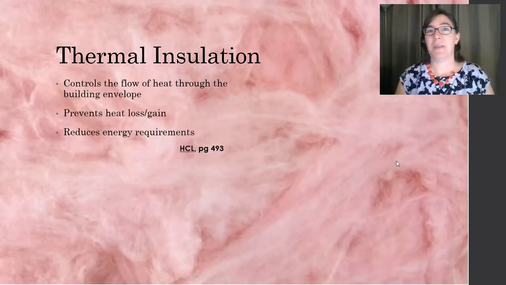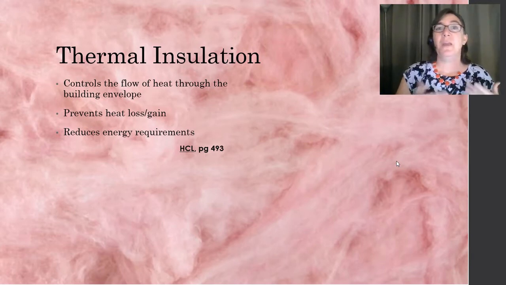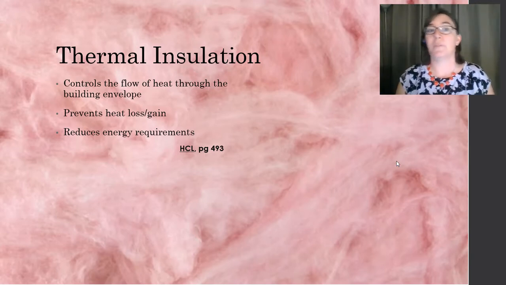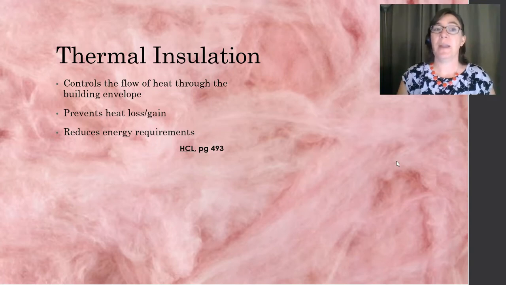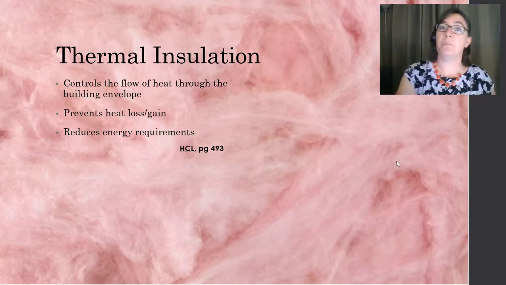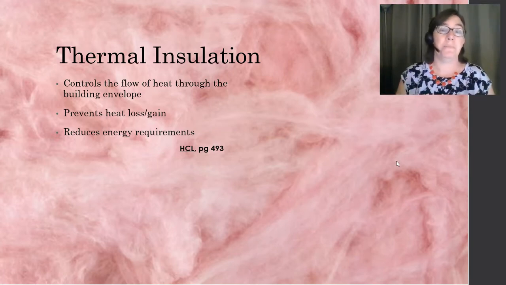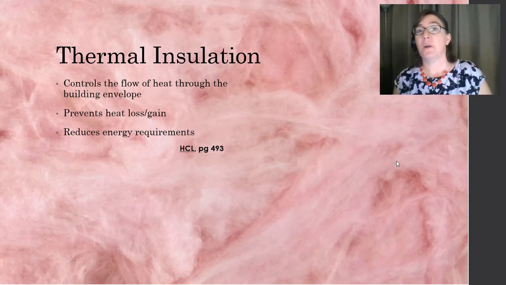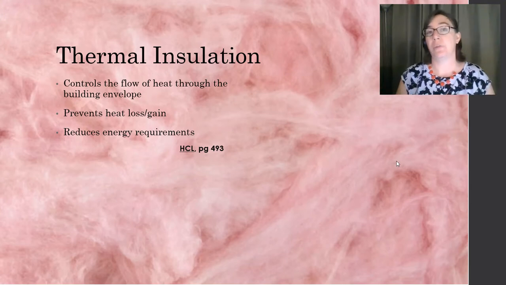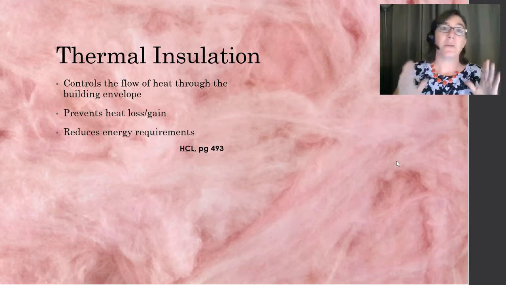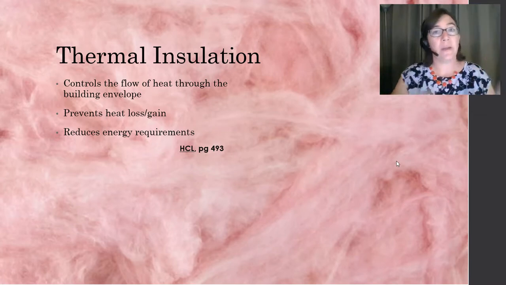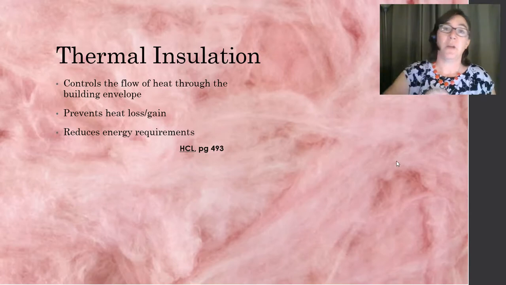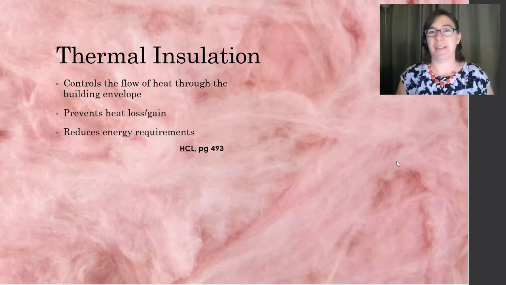Which brings us to the topic of thermal insulation. Thermal insulation controls the flow of heat through the building envelope. It prevents heat loss and also heat gain. It works both ways. It'll keep your building warm in the winter and cool in the summer. And therefore, thermal insulation reduces your energy requirements for your building. Now, your textbook goes to great detail about the different types of thermal insulation. So I invite you to go explore that section on your own.